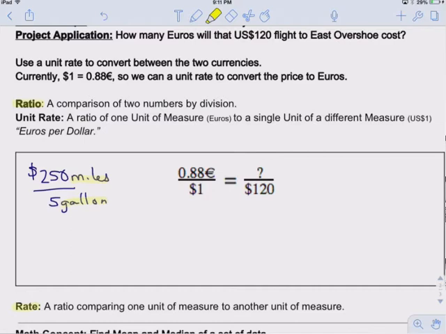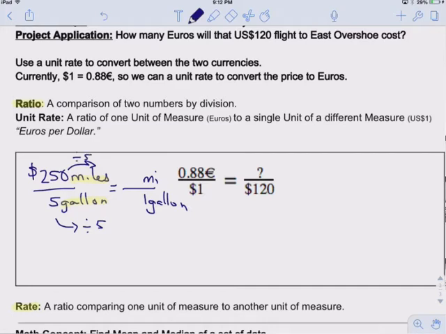A unit rate compares one unit of measure to a single unit of the other measure. This person who does the traveling, they travel 250 miles on 5 gallons of gas. That doesn't say a whole lot. Typically, what people want to track is how many miles that is per 1 gallon, and that is the unit rate. Oftentimes we can set it up as an equivalent fraction. So it's 250 miles to 5 gallons. How much is it to 1 gallon? Well, we divide 5 gallons by 5, and we get 1 gallon. And whatever you do to the top number, you need to do to the bottom number.